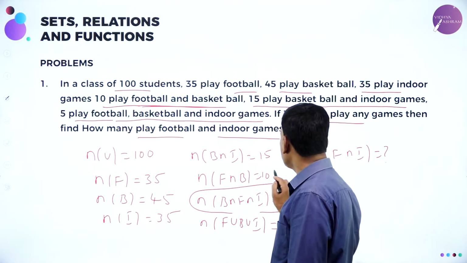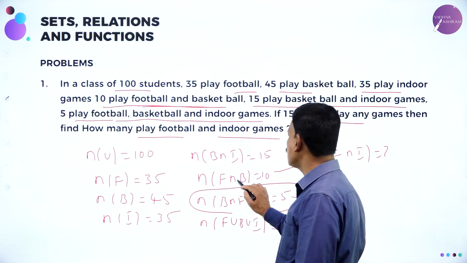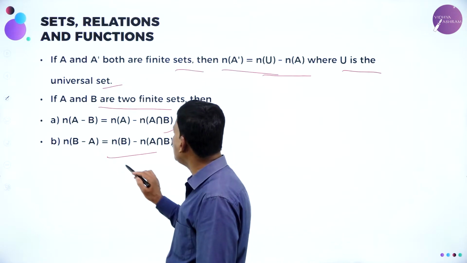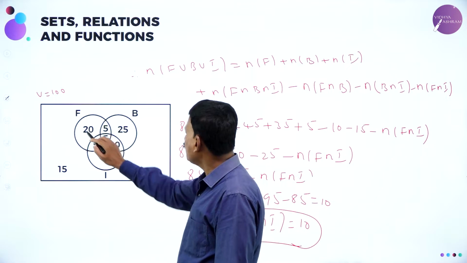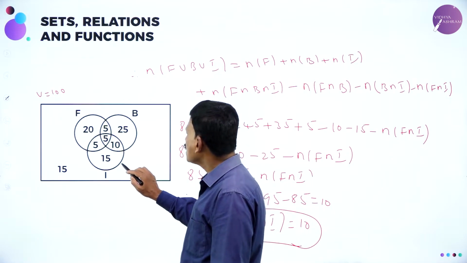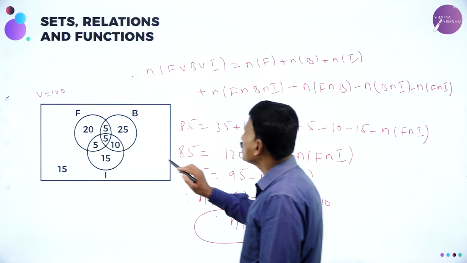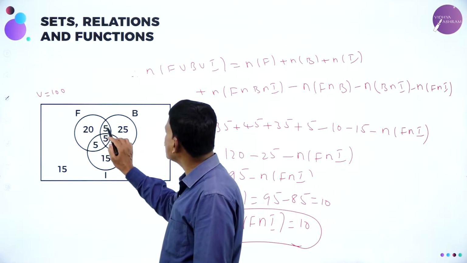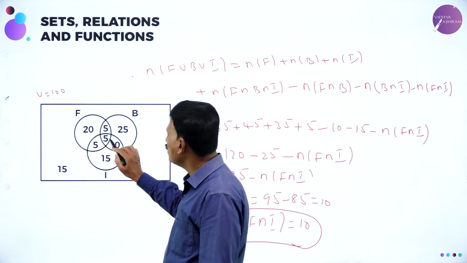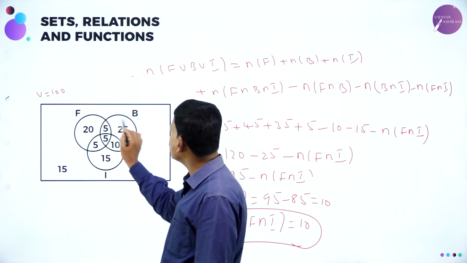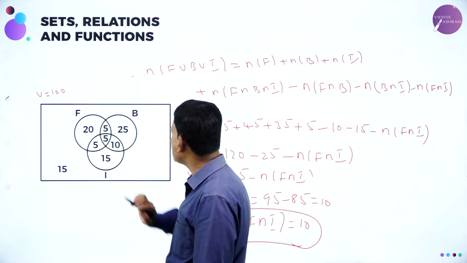Similarly, let us come to B intersection F, the number of students who play football and basketball, F intersection B, is 15. So F and B intersection is this. Already we have 5, 10 minus 5 is 5. So 5 plus 5 is 10. So the intersection of F and B is 5 plus 5, which is 10.